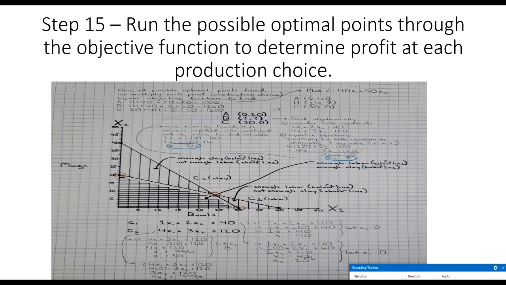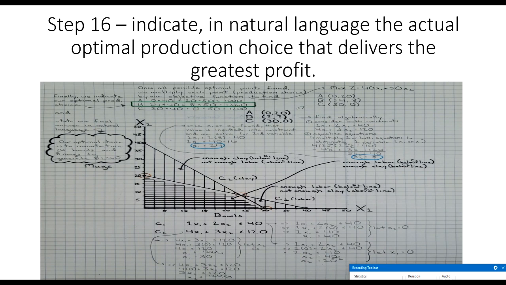Then the final step, we indicate in natural language the actual optimal production choice that delivers the greatest profit. So we indicate our optimal production choice like I've done here and state the final answer in natural language like I've done here. Our optimal choice is to manufacture 24 bowls and 8 mugs to generate $1,360 in profit.